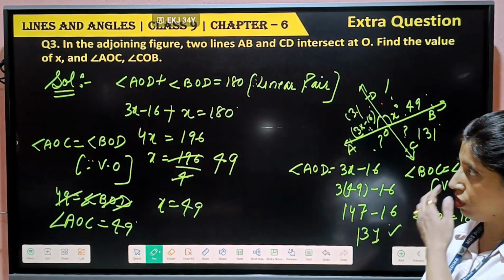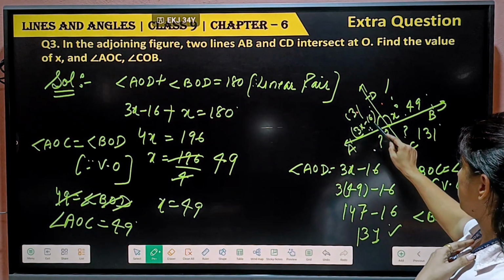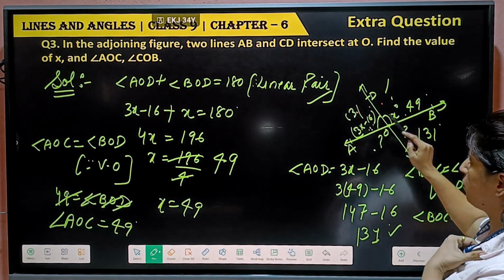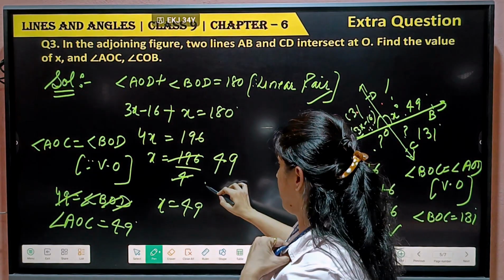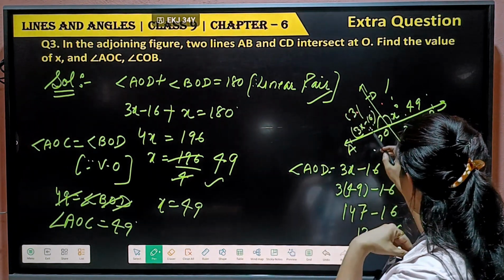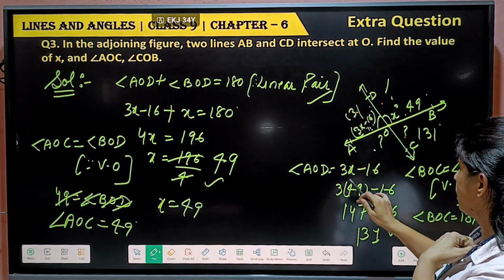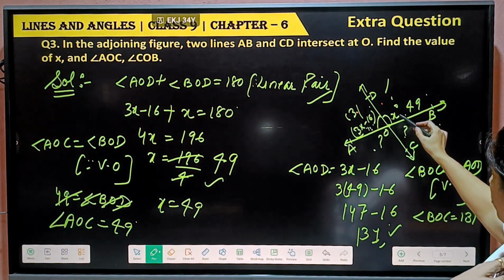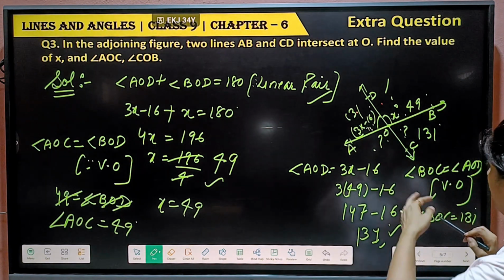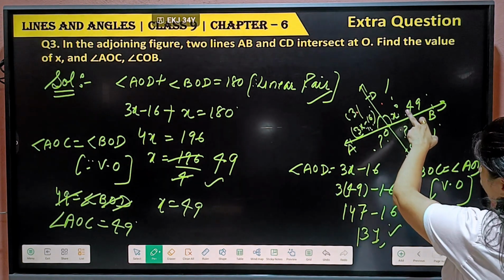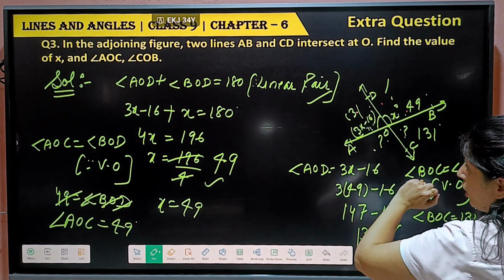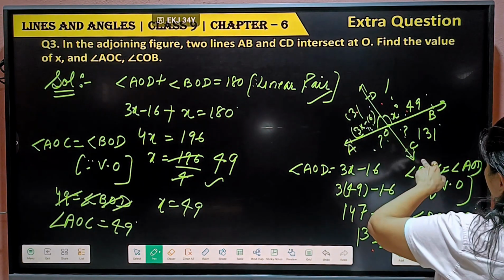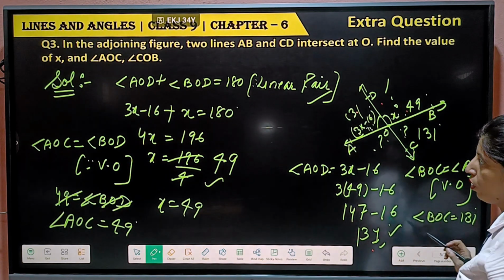Right? I hope this question is understood. Again I am telling, look, this angle and this angle sum is 180 degrees because of the linear pair. So 3x minus 16 plus x is equal to 180. From there we will find the x value is 49. Now put this x value here in 3x minus 16. That AOD angle will come, that is 131 degrees, and x came 49 degrees. So these two angles are equal. AOC is equal to BOD. BOD is 49 degrees, so that's why AOC is also 49 degrees. And AOD is equal to 131 degrees, so that's why BOC is also 131 degrees.